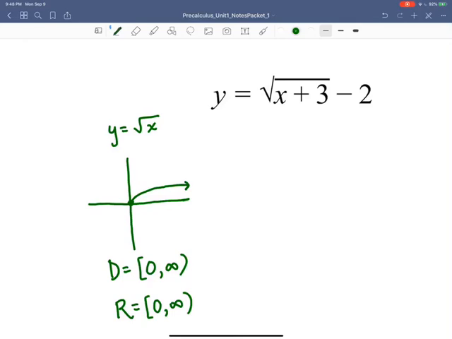So if what we've done to get this new function is shift 3 to the left and 2 down, then that means that the domain is going to be shifted 3 to the left, which gives us negative 3 to infinity. And the range is going to be what we get after we shift 2 down, so negative 2 to infinity.